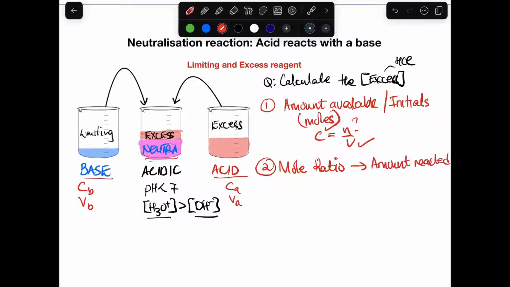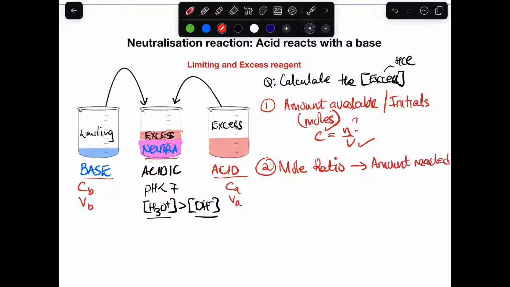So step number 3, I calculate what? An excess. An excess amount of what? Of HCl. How do you do that? You say the number of moles of an excess is equal to the number of moles initial or available minus the number of moles reacted. Remember, you calculated the initial amounts or the number of moles available, so you will say the number of moles available minus the reacted amount of an acid. You have an excess there.